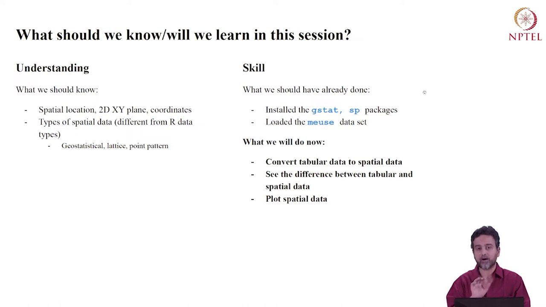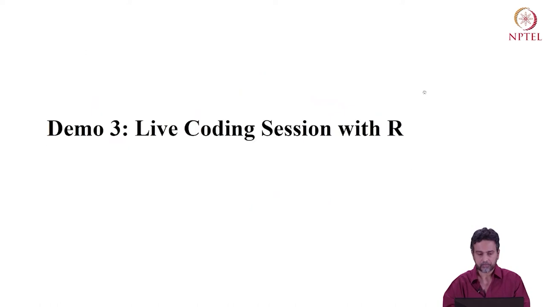And we're going to see how to manage that in R. How to convert regular tabular data to spatial data. And then we're going to see the difference, that they are two different kinds of data types. And then we will make a spatial plot, which will show you the spatial distribution of the data, which, as you will see, will be more informative than simply a histogram.